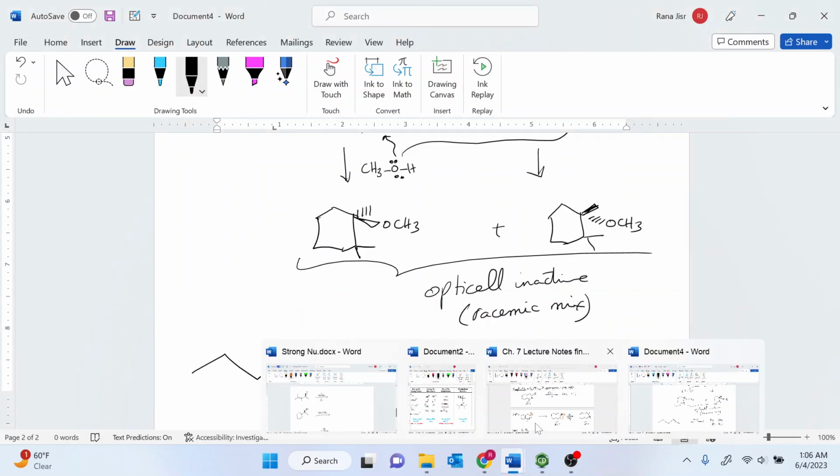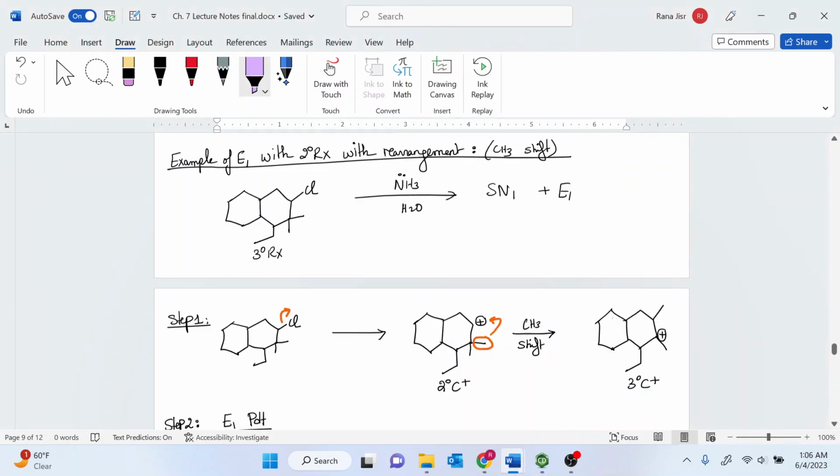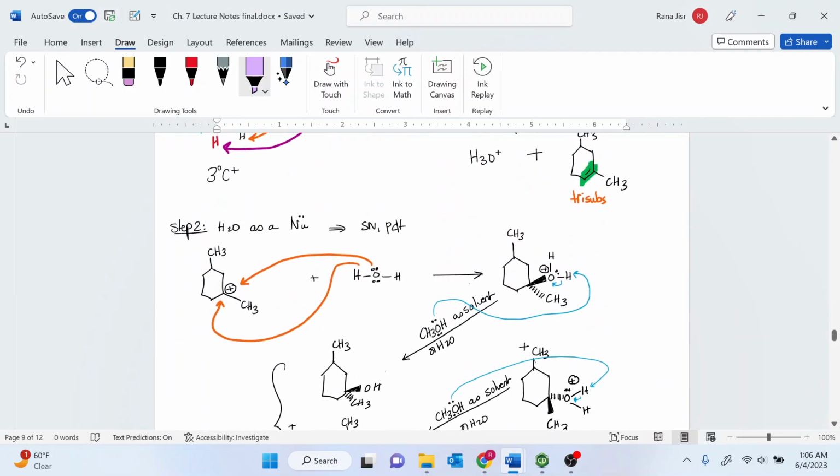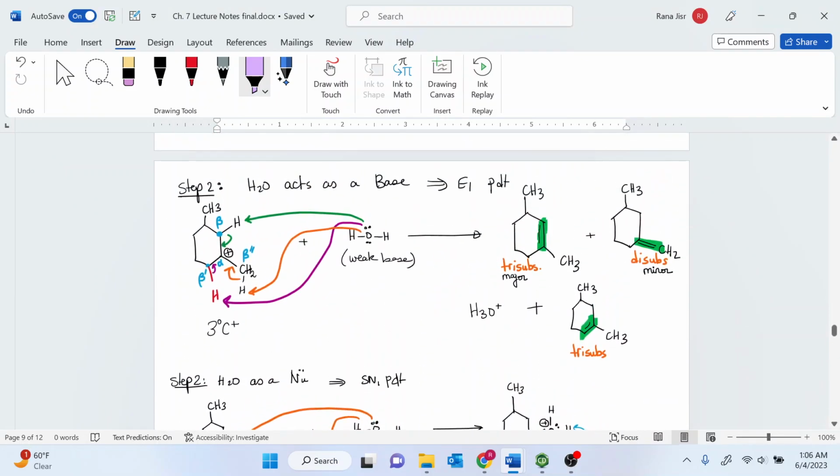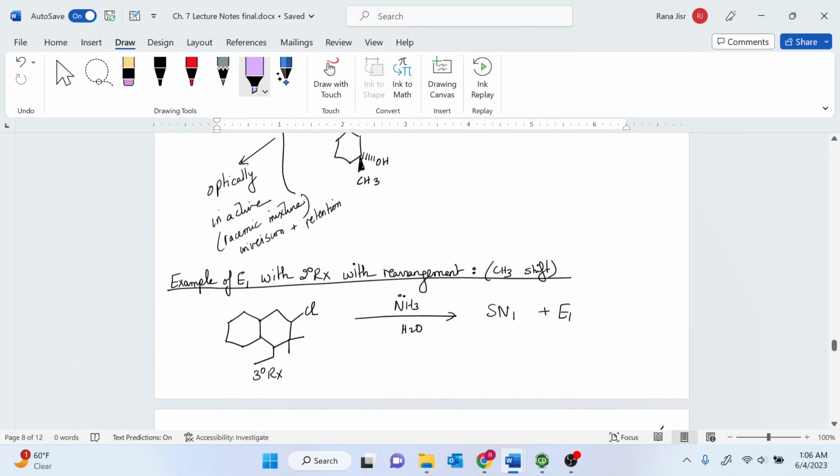There are additional examples in the notes, so please go over these examples and practice the mechanism of the reaction.